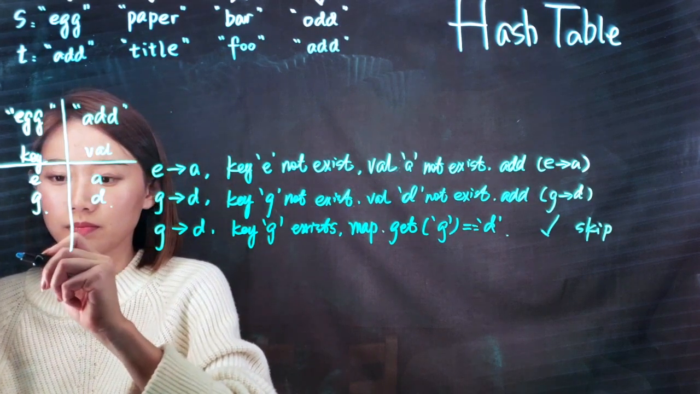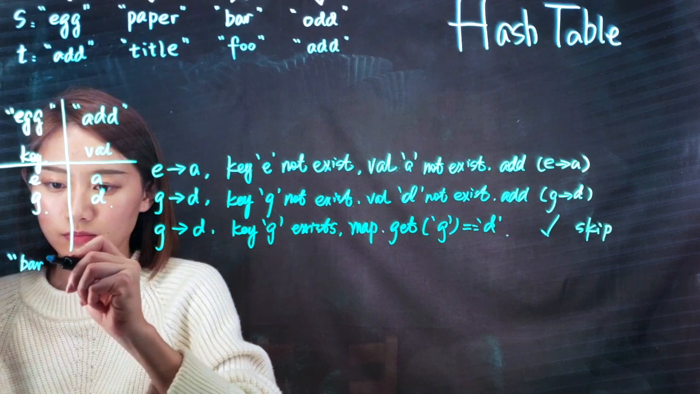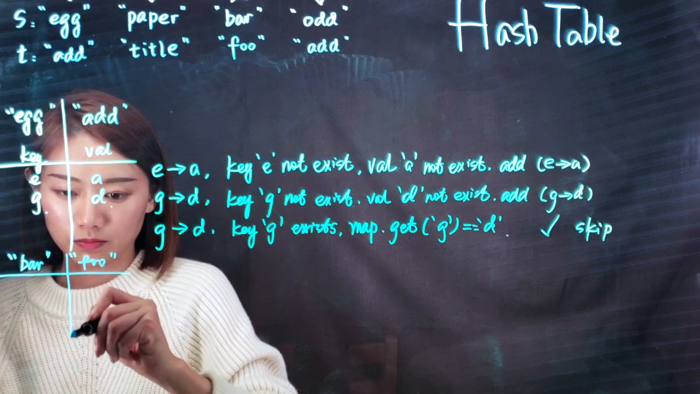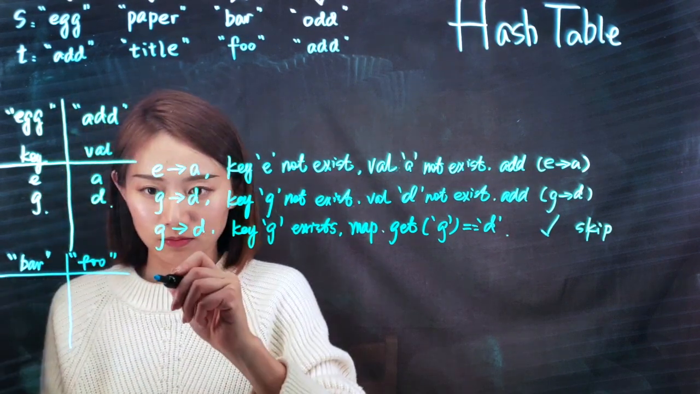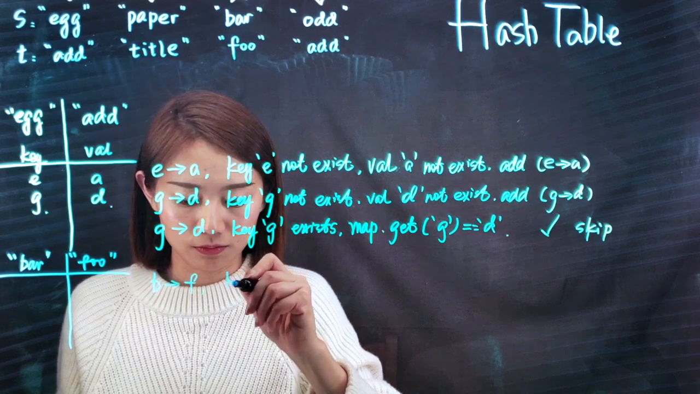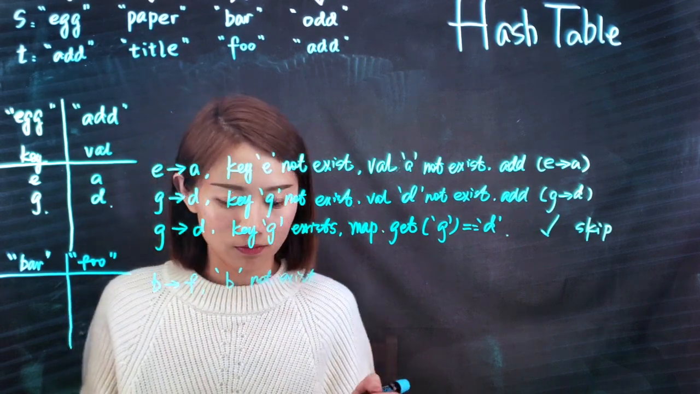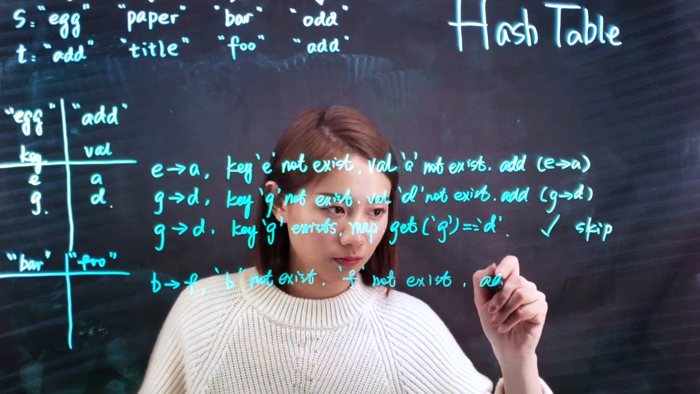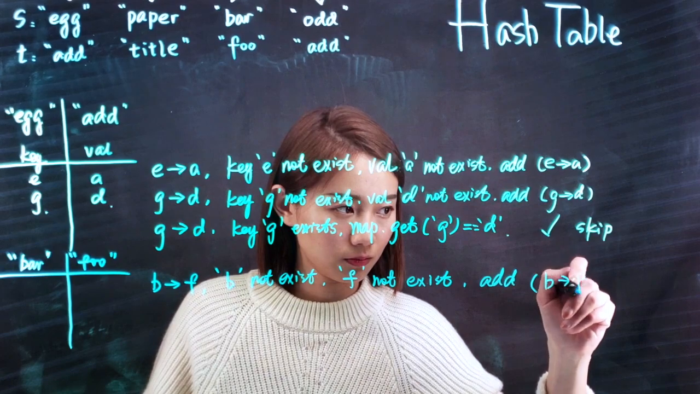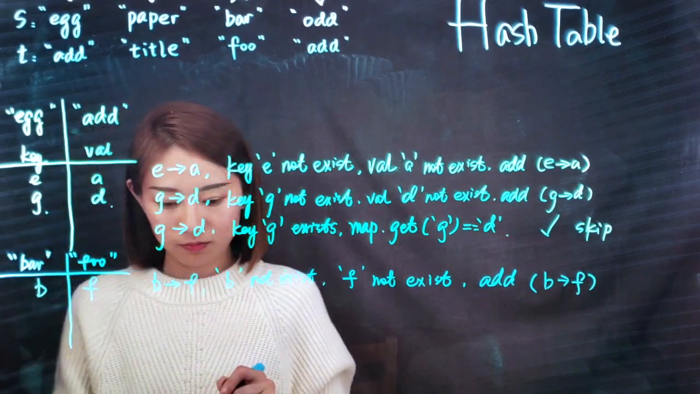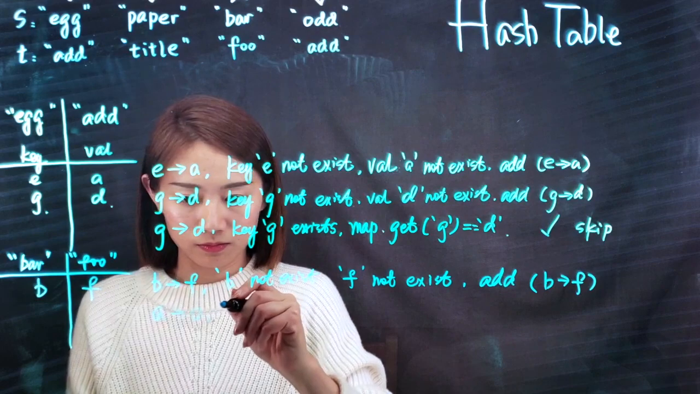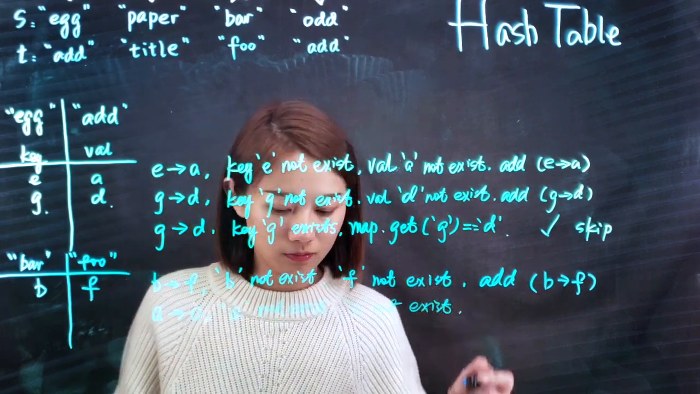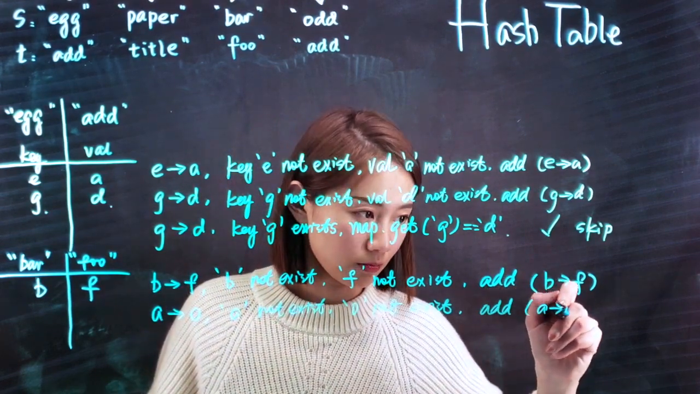For any problem, in order to complete the solution, we have to have at least one negative test case. So let's walk through string bar and string foo to find out how to decide if two strings are not isomorphic. First, we check B to F. Key B does not exist in the map, and value F does not exist in the map, so just add them to the map. And next round, A to O. A does not exist, O does not exist, so add them to the map.